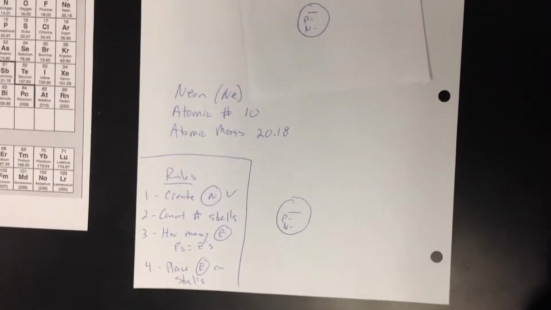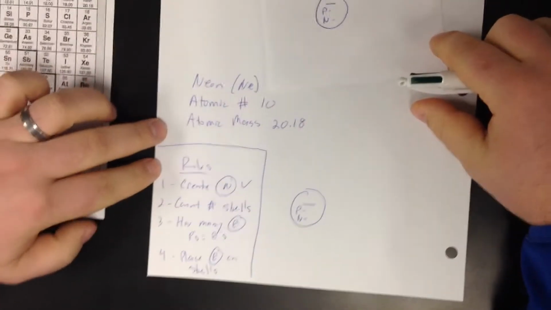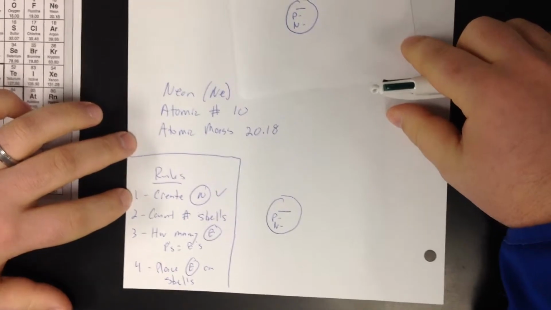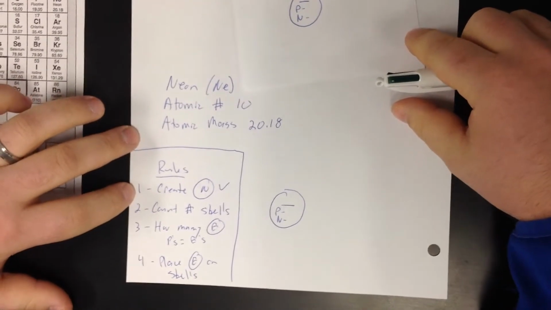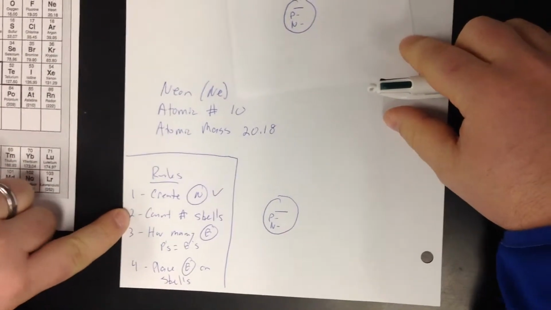All right, students, I'm going to give you a quick reminder here on how to draw a Bohr model. There are 4 rules that you have to follow. Rule number 1 is to create the nucleus. In the nucleus, you should have the atomic symbol, as well as the number of protons and the number of neutrons.